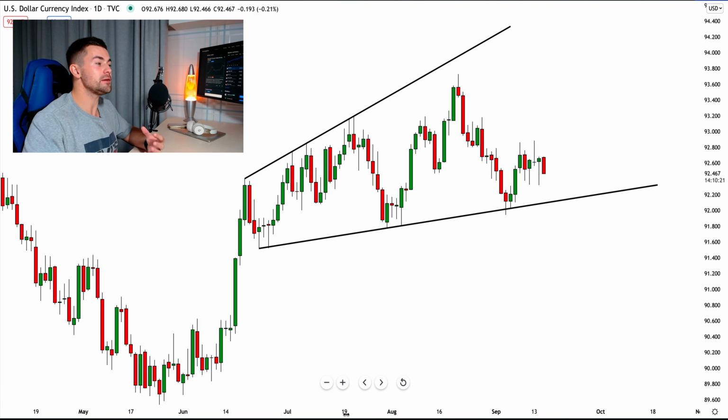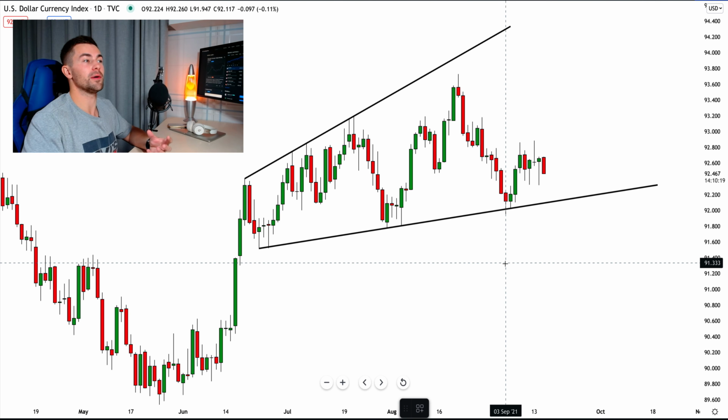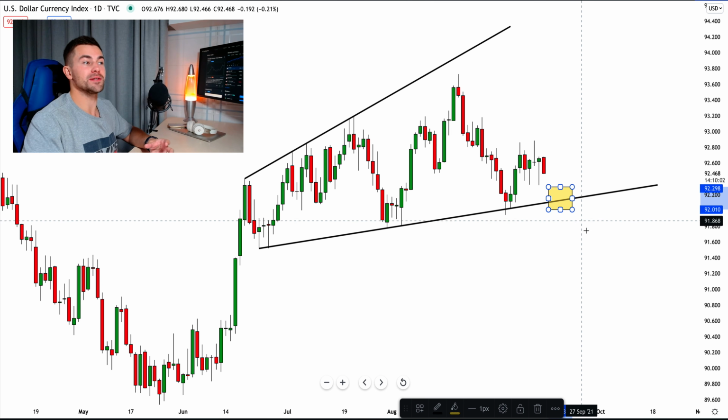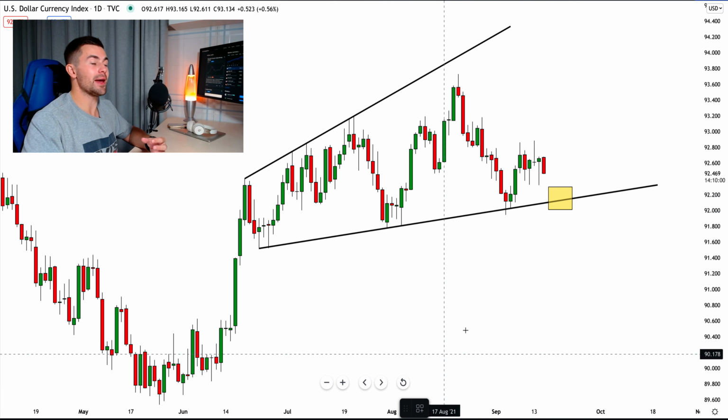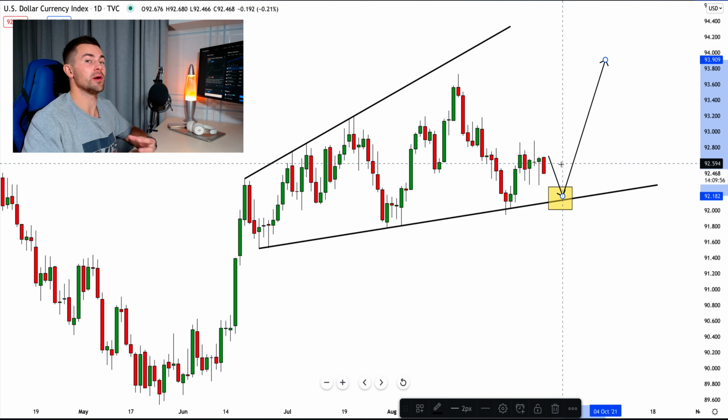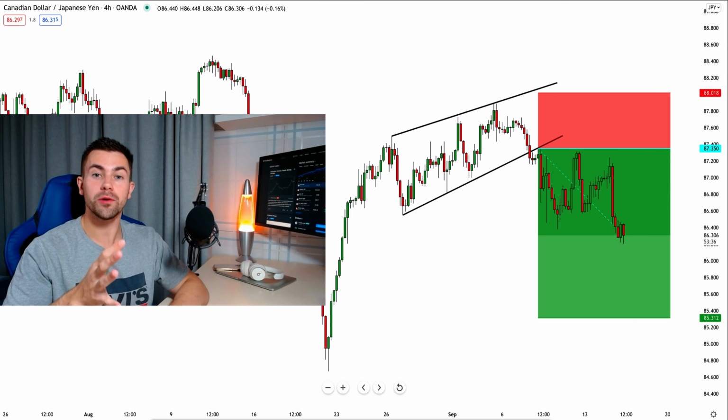Yes, and here what I recommend to my students, once we spot such a pattern, I recommend to only buy the support of this pattern if we have the rising expanding channel, or only sell the resistance if we have the falling expanding channel, because these points give us just naturally the best trend following trading opportunities with very high potential profit.